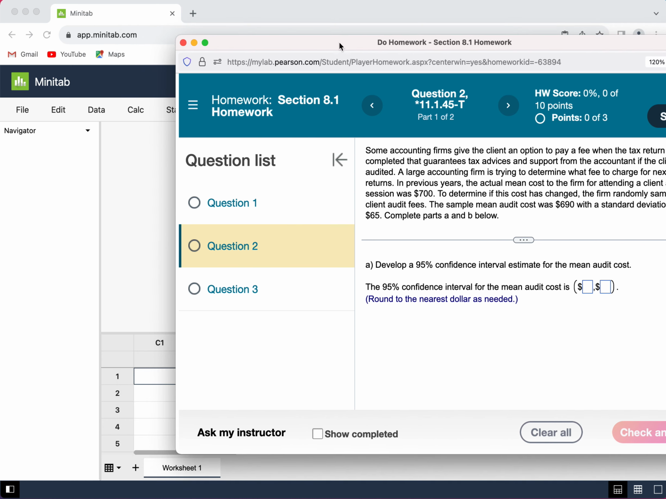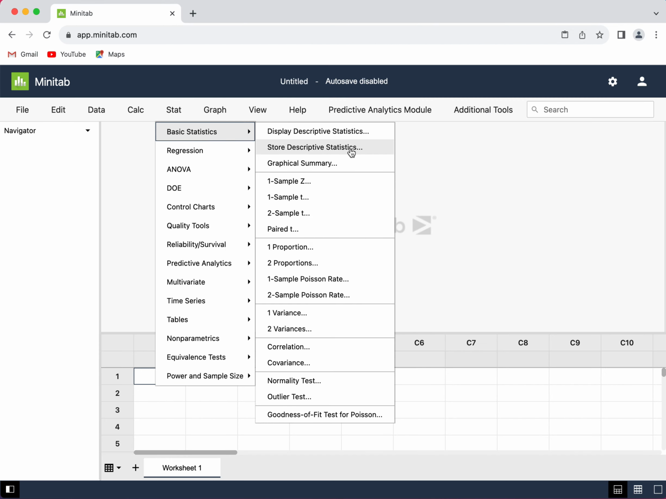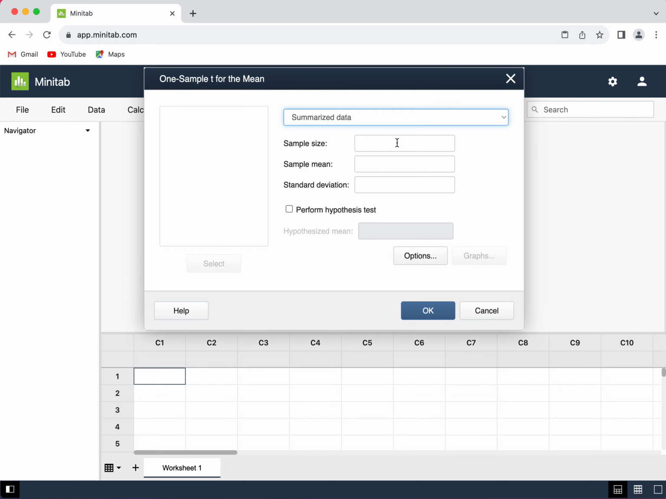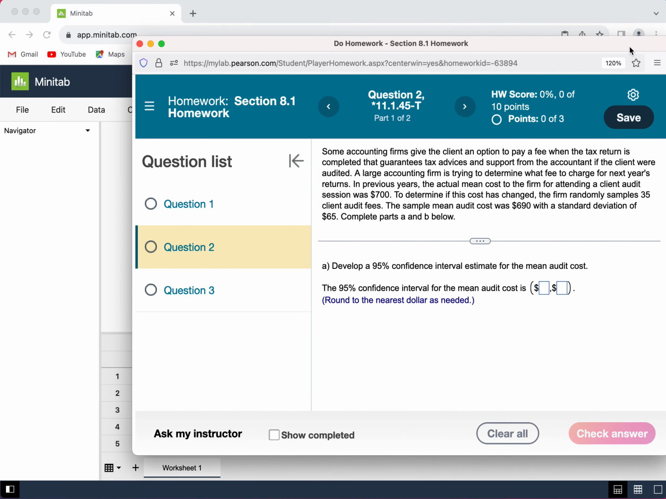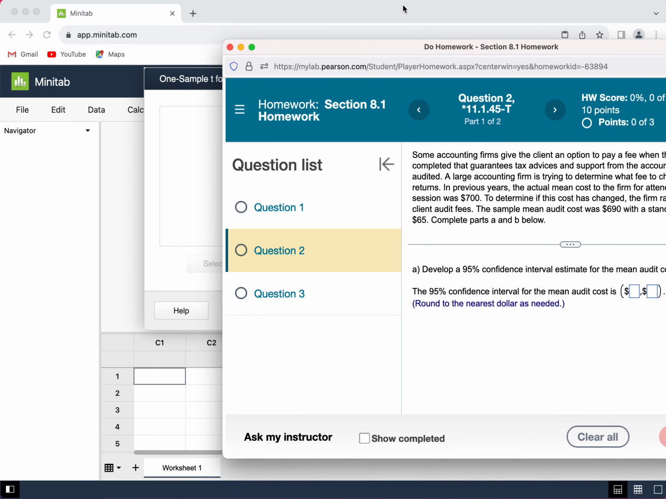So I'm going to go to Minitab here. Go to Stat, Basic Statistics, and here I see the options for one sample Z and one sample T. I'm going to change this drop-down menu to Summarize Data. And here I can enter my sample size, sample mean, and sample standard deviation. So sample size here was 35, sample mean was 690, standard deviation of 65.